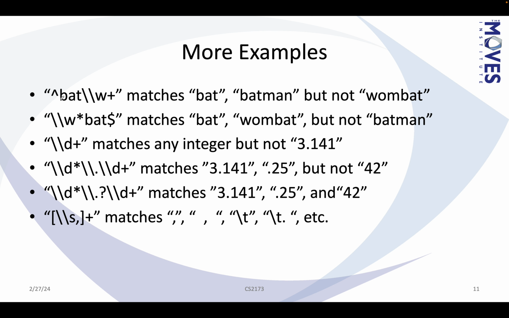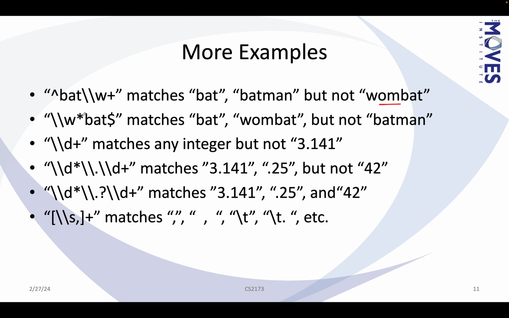Okay, so just some more examples. Like up arrow bat, this says it has to start with bat and then have one or more words. So that will match bat. It will match Batman, but it won't match wombat because it doesn't start with bat. Correct, because of the space. Yeah, good point.